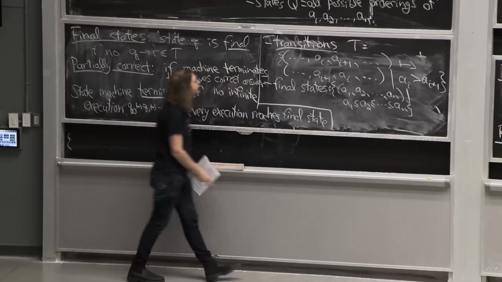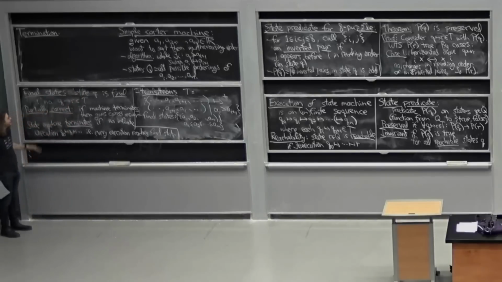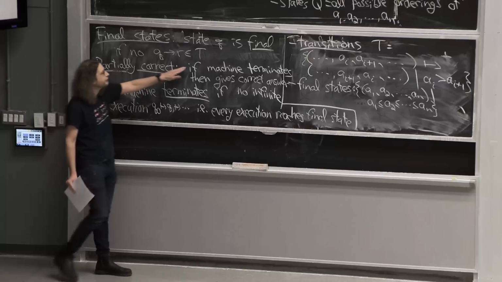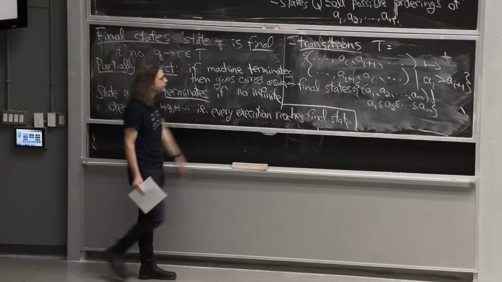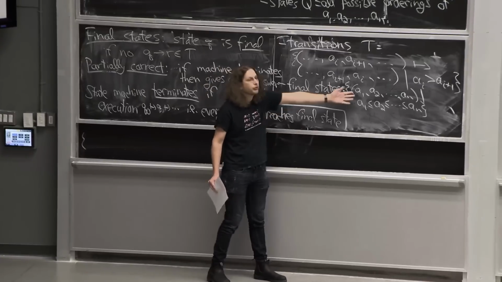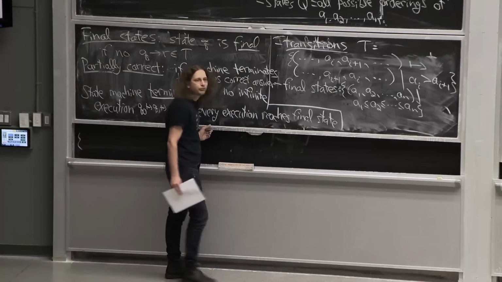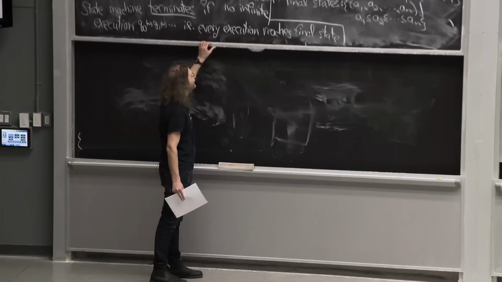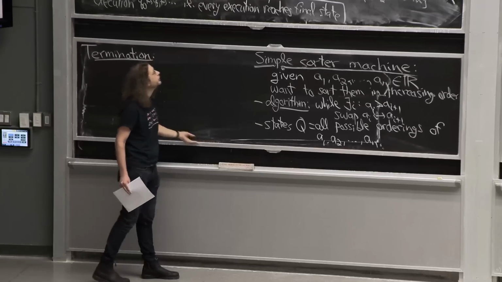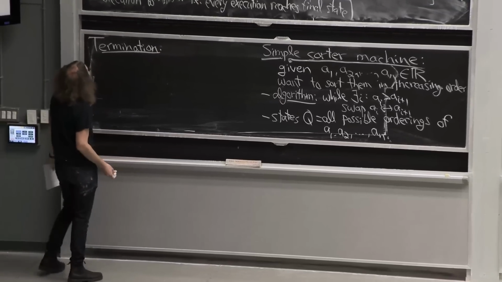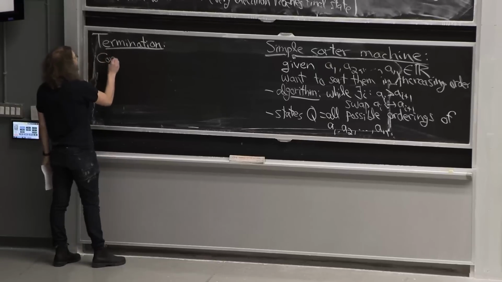Okay, so now I claim what we've shown is that for the simple sorter machine, it actually sorts in this partially correct sense: if the machine terminates, then it will give the correct answer. Because if it reaches a final state, it's sorted. That's what we just argued. Now, that's not enough. We also want to show that it terminates. And so really the main thing to do is to prove termination.